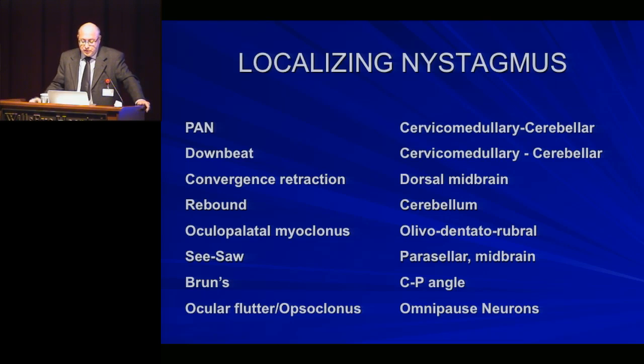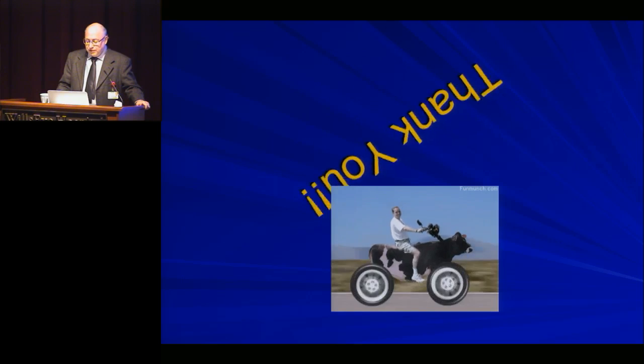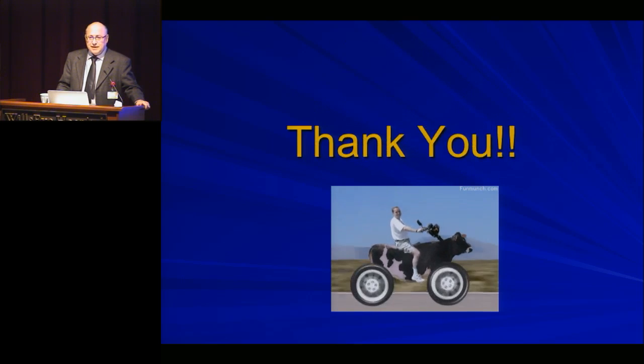And when we talk about supranuclear, we'll also talk about opsoclonus and flutter, which is a lesion in the omnipause neurons. And at another time, we could talk about treatments of this nystagmus, which is suboptimal, but some medications do work for selected people. So I thank you for your attention. Glad to take any questions.